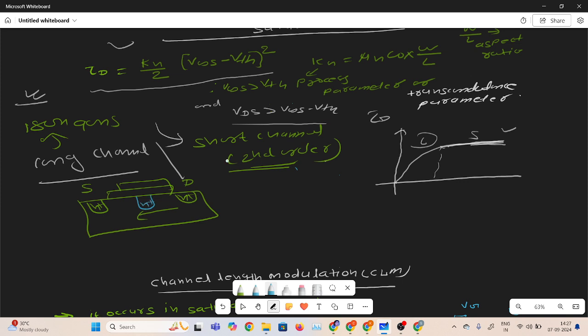Why do we do that? To achieve low power consumption, higher speed, and less area. There are different advantages, but I am telling just three things: power consumption should be low, speed is more, and area will be less. Due to that, we bring the drain terminal nearer and nearer to the source terminal. So this is the short channel, which you can call the second order effect.